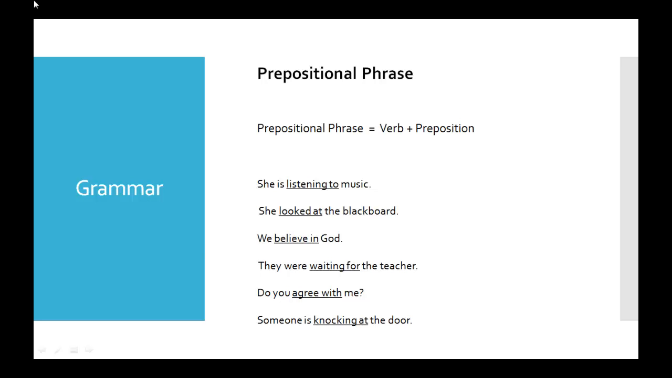Have a look at the examples. She is listening to music. She looked at the blackboard. We believe in God. They were waiting for the teacher. Do you agree with me? Someone is knocking at the door.